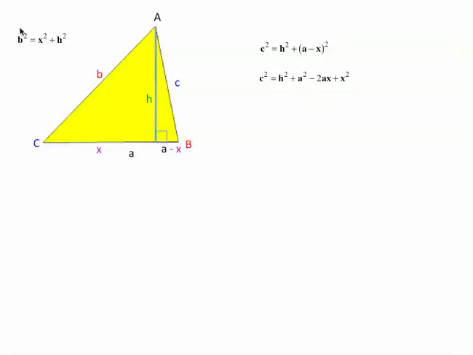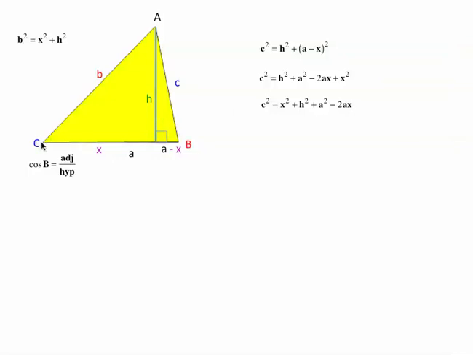We know that b squared is x squared plus h squared. Here's my h squared, here's my x squared. I'm going to put those together. So c squared is equal to x squared plus h squared plus a squared minus 2ax. Because I have the x squared and the h squared together, I can just replace them with b squared. Also, I want to replace the x with something.